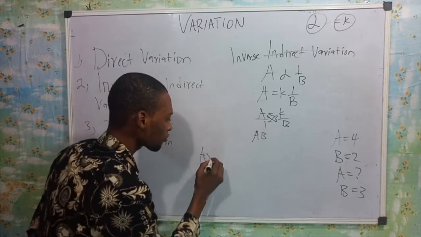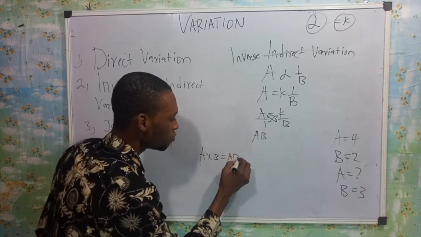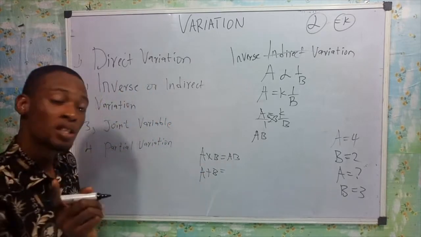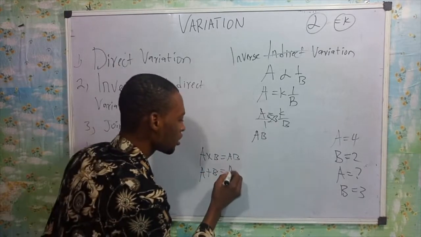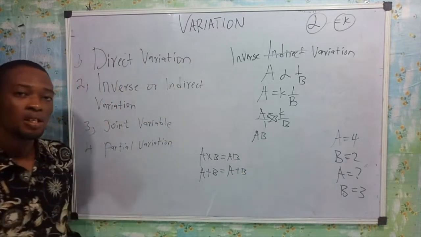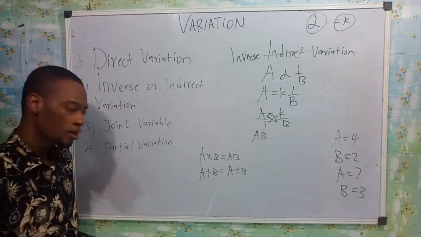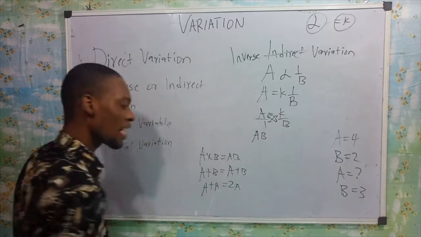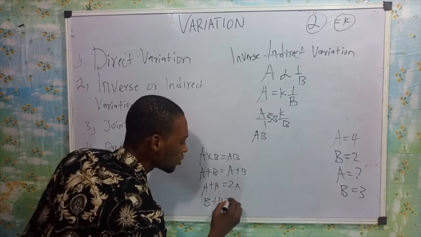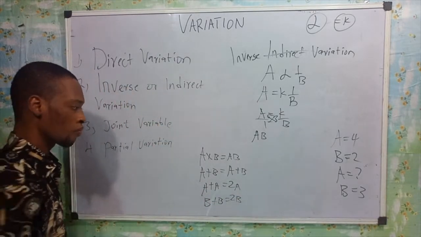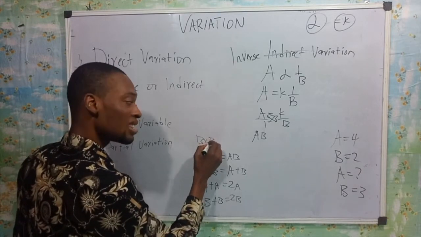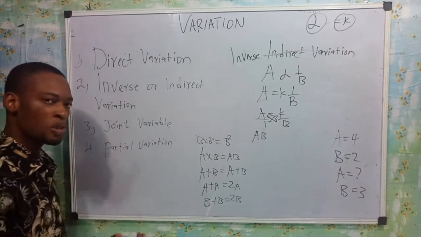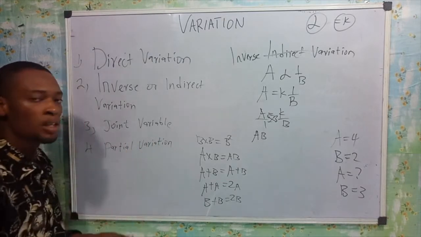But A plus B is not AB. It's not AB. A plus B is A plus B. It's like that. So you can't add them. Okay? But you can add A plus A to give you 2A. You can add B plus B to give you 2B. Okay? Then B times B is B squared. So take note of all these things. They are important. So they will help you understand this topic and many other topics.